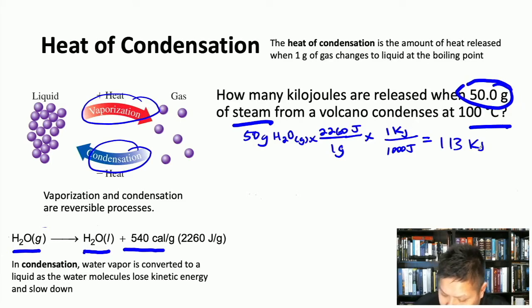And then, if we want to do our significant figures, this number here was given as 50.0, which I should have put a 0 there, right? So that means that this number had three significant figures, because the 0 is not significant. It's a placeholder. And then this doesn't matter because it's a conversion, right? So three significant figures, three significant figures. Look at that. We don't even have to change anything about that. So that's how much energy is released when steam from a volcano condenses. 50 grams of it, right?